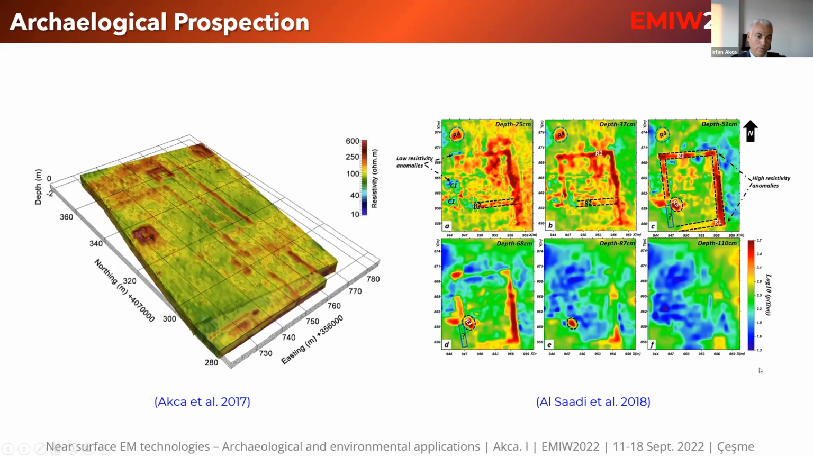More very successful examples may be found in the research literature, and another one may be seen in Al-Saidi et al. It's a very high definition, high resolution resistivity map, which is also showing very clear evidence of archaeological structures.